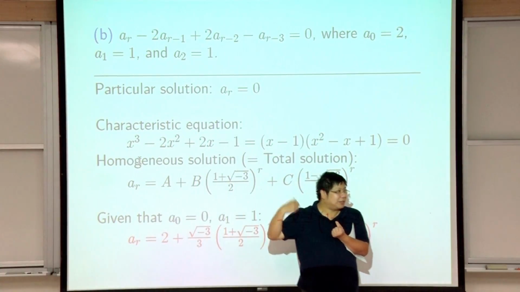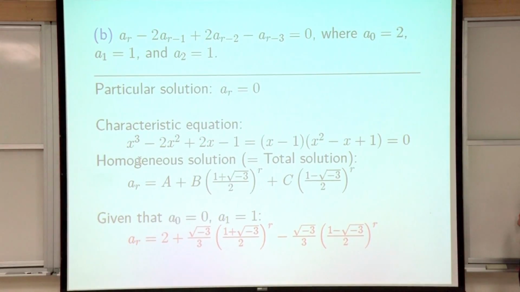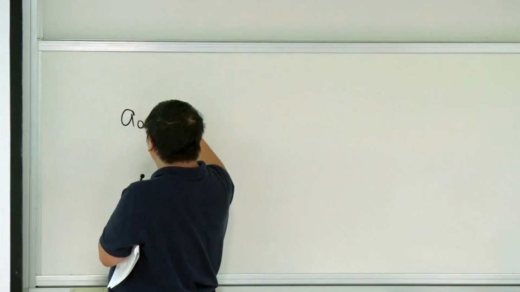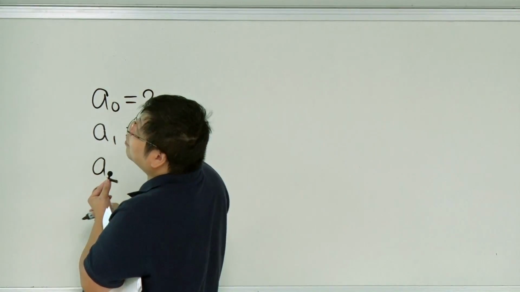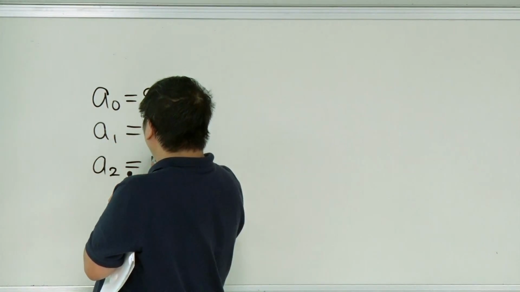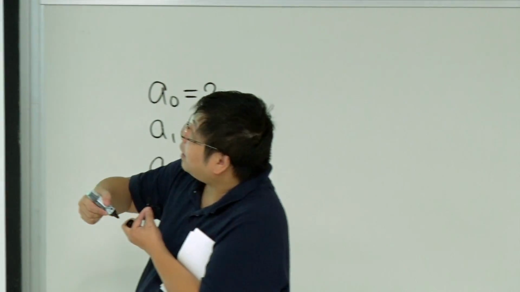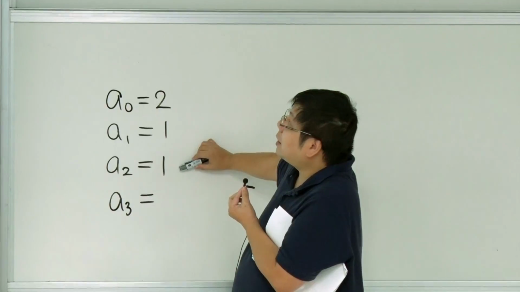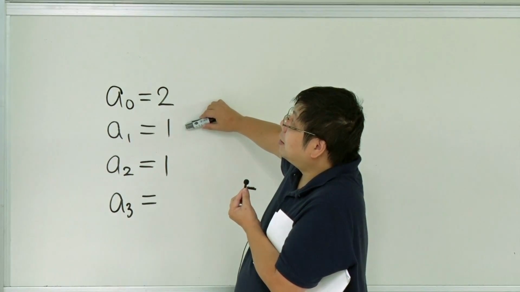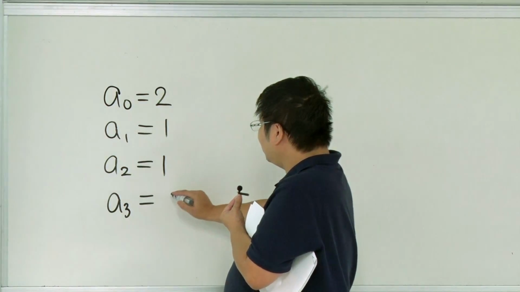So let's try. This one is easy. Maybe we can try. We have a0 is equal to 2, and then a1 is 1, and then a2 is also 1, right? So how about a3? We know that a3 is equal to 2 times a2 minus 2 times a1 plus a0. Am I correct? So a3 turns out to be equal to 2.